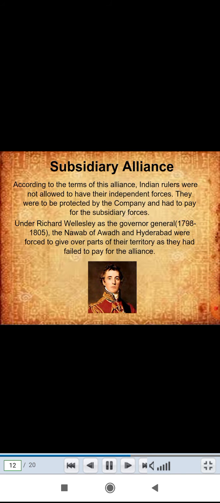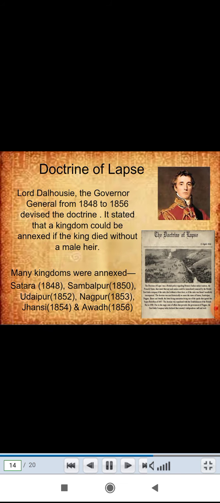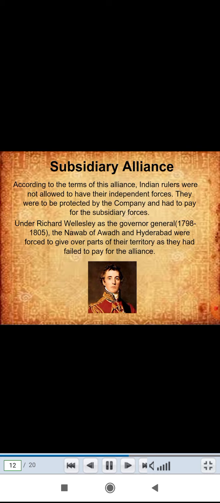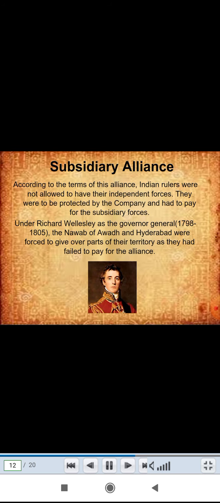What is subsidiary alliance? According to the terms of this alliance, Indian rulers were not allowed to have their independent forces. So they were to be protected by the company, children. And then, after the agreement that the company is going to give security to these rulers, in return the rulers had to pay for the company's armed forces. You will take a look at this, children. The company had to send the army for their protection, but in return, the rulers will pay for the company's army.